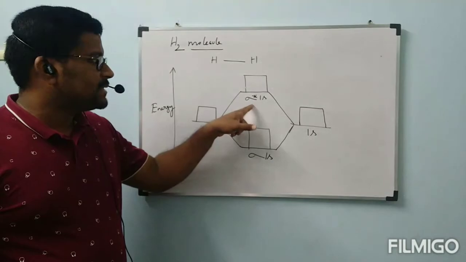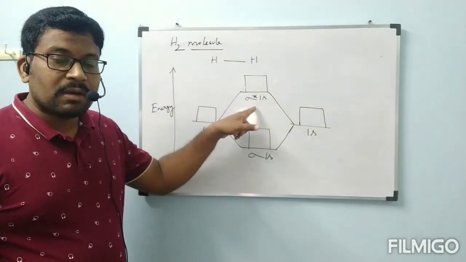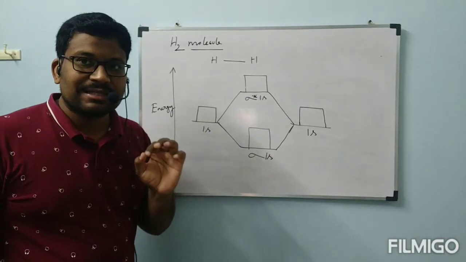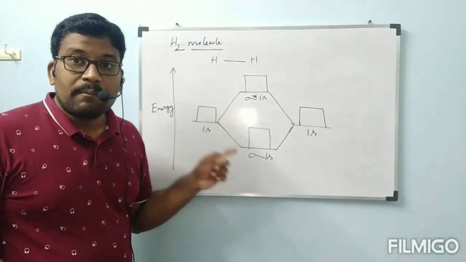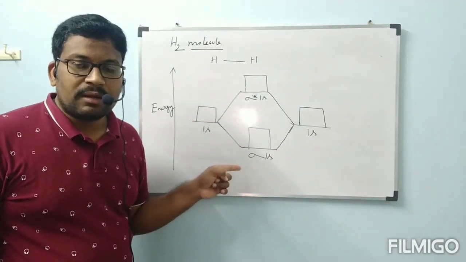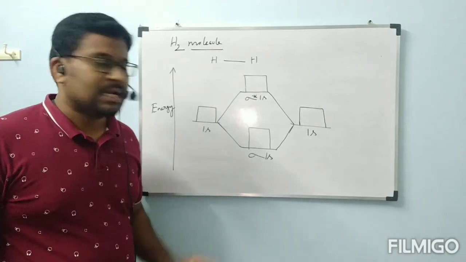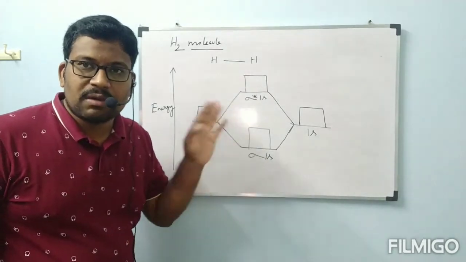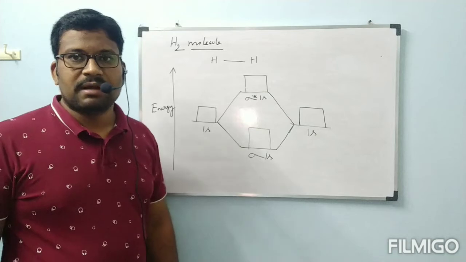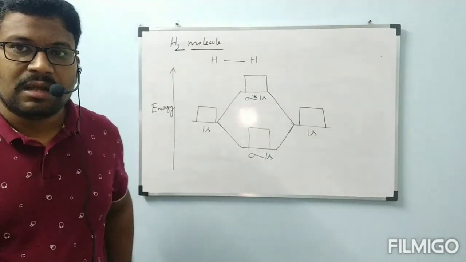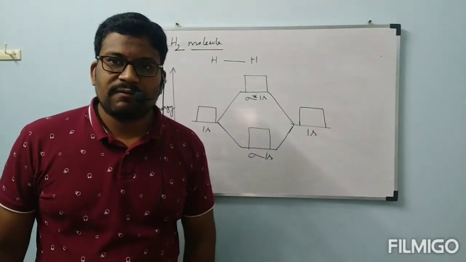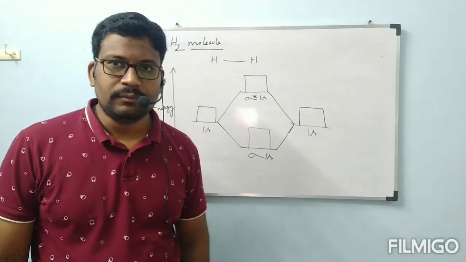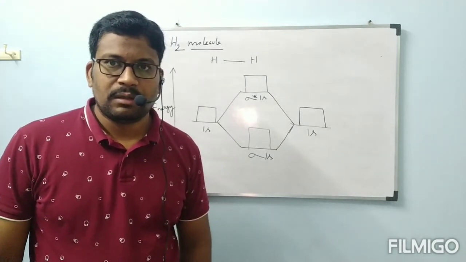This is represented by sigma star 1s. Anti-bonding molecular orbital formed from 1s and 1s, that's why it is sigma star 1s. Bonding molecular orbital formed from 1s, that's why this is sigma 1s. These two are molecular orbitals of hydrogen molecule. Sigma 1s and sigma star 1s are the molecular orbitals of hydrogen molecule. Is it okay, ma'am? Okay.